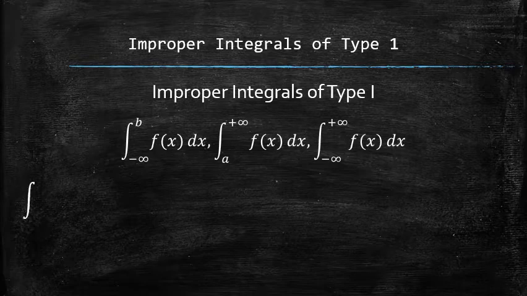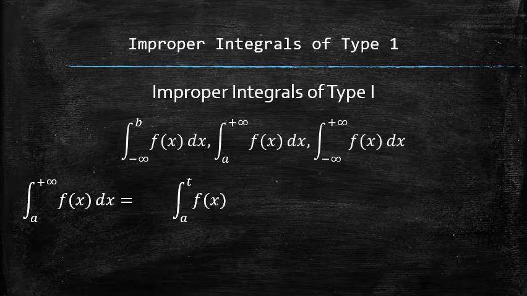Let's consider an integral with a finite lower limit and an infinite upper limit. Normally, we would have found the antiderivative and plugged the limits of integration into the antiderivative. But since the infinity is not a number and we can't plug it into a function, we replace the infinity in the upper limit with a new variable, let's say t, and set up a limit with t approaching infinity.